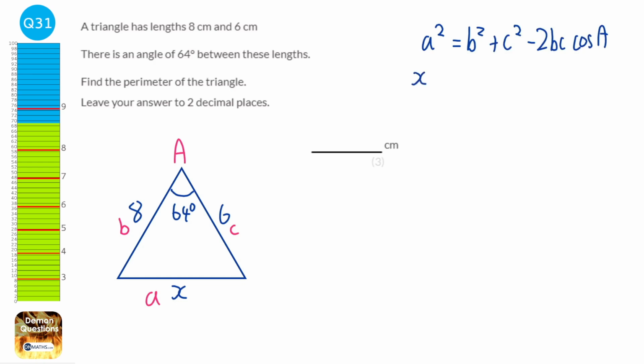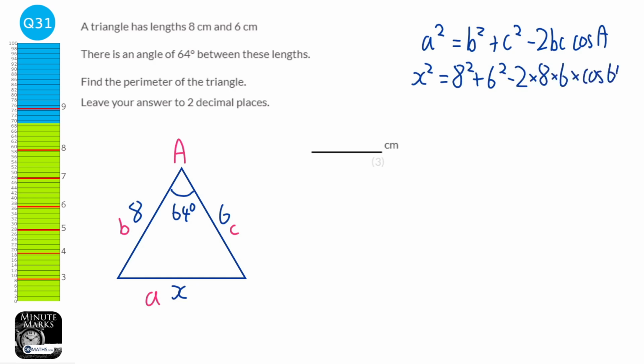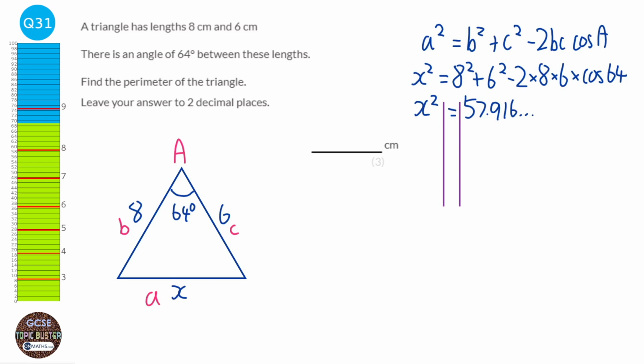And so that would be x squared equals 8 squared plus 6 squared minus 2 times 8 times 6 times cos 64, and that will be x squared equals 57.916 and so on. And we just need to solve this, and we can solve it by just square rooting both sides. So it would be x equals 7.610 and so on.